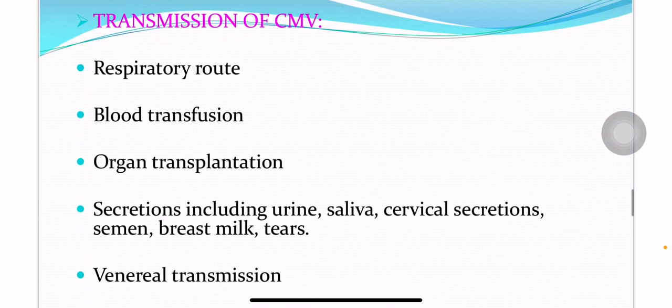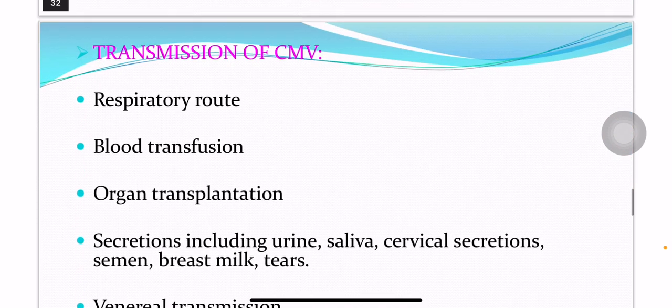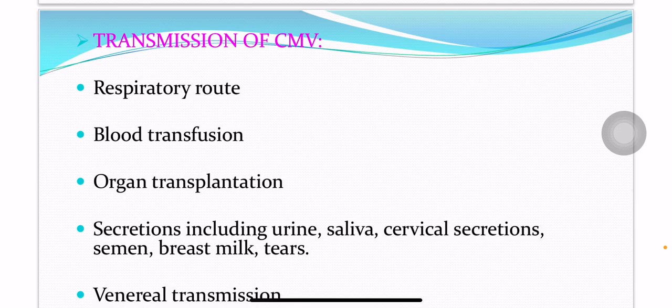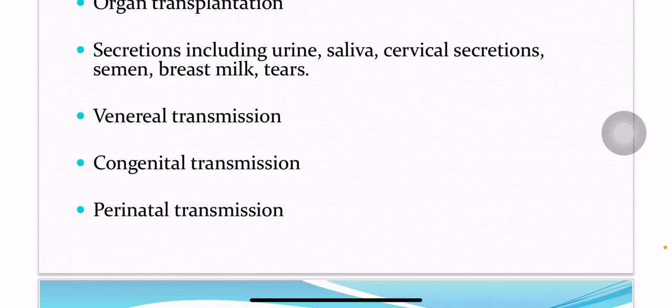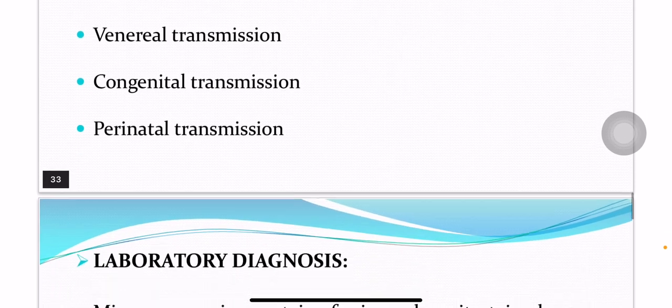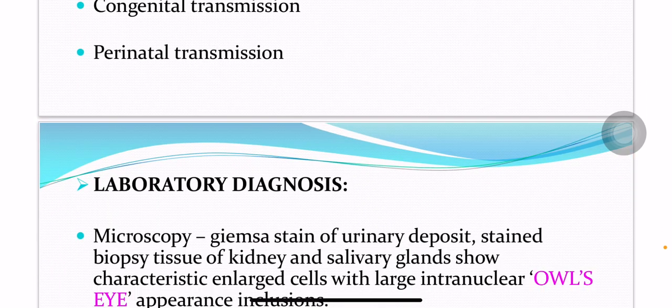So there are several routes of transmission of cytomegalovirus infection: respiratory route, blood transfusion, organ transplantation, secretions including urine, saliva, cervical secretions, semen, breast milk, and tears, venereal transmission, congenital transmission, and perinatal transmission.